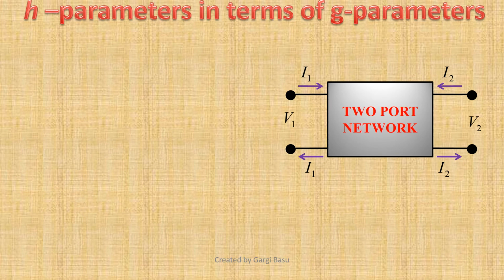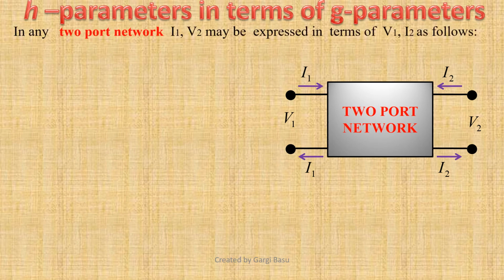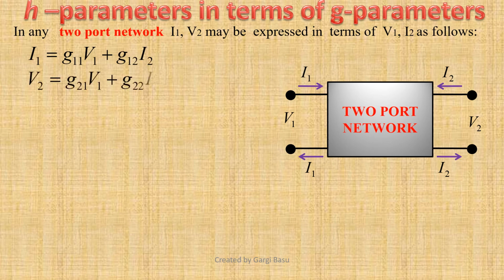Now let us derive interrelationships between hybrid parameters and inverse hybrid parameters, or simply called G parameters. When we describe a two-port network using G parameters, we express input port current I1 and output port voltage V2 in terms of input port voltage V1 and output port current I2. The linear equations used in this case are I1 = G11 V1 + G12 I2 and V2 = G21 V1 + G22 I2. These two linear equations may be written in matrix form as follows.